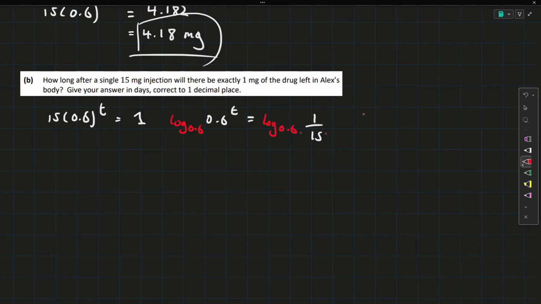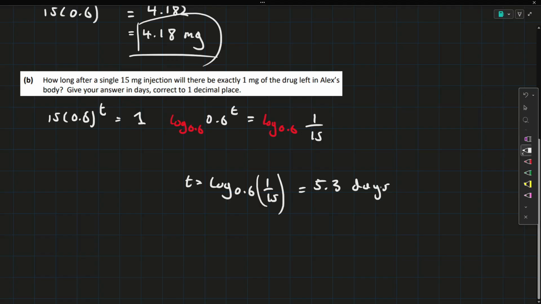Log base 0.6, and they cancel on the left side, giving us t is equal to log base 0.6 of 1 over 15. You can use log with any base and then bring the t down to the front using that rule of logarithms, whatever way you want to do it. But when you put that into your calculator, you should end up getting 5.3 days. And remember your 1 decimal place, so there we go.